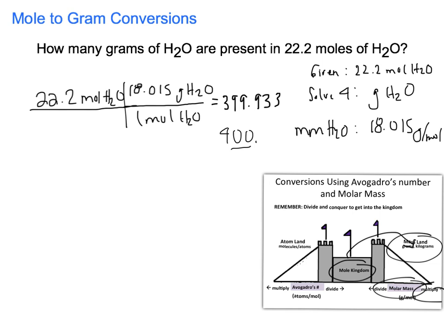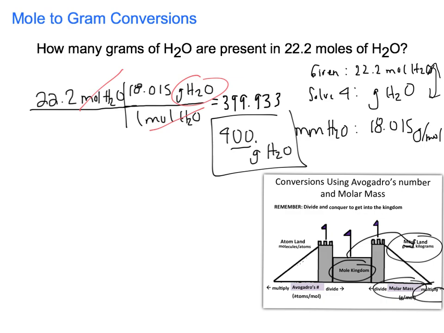Now, we also need to report our units. Okay, so we need to do a unit analysis just like we have in the past. Moles of H2O and moles of H2O on the bottom are going to cancel out. What I have left over is grams of H2O. So my answer is going to be 400 grams of H2O. So what I've done here is I've converted from moles to grams by multiplying by my molar mass and subsequently completed the question at hand.